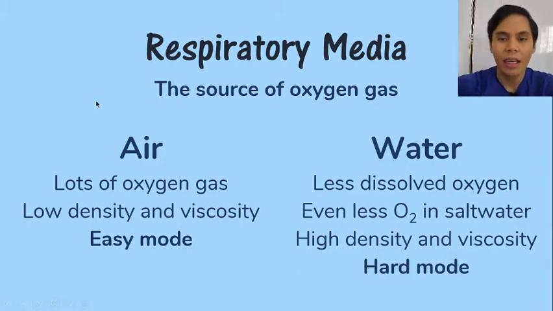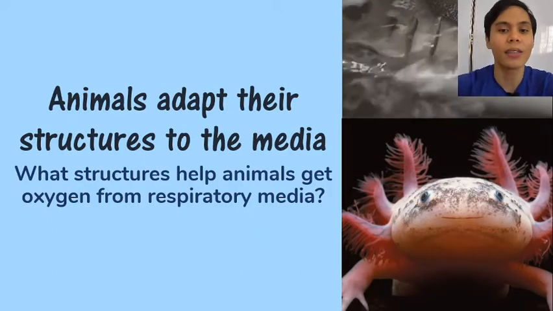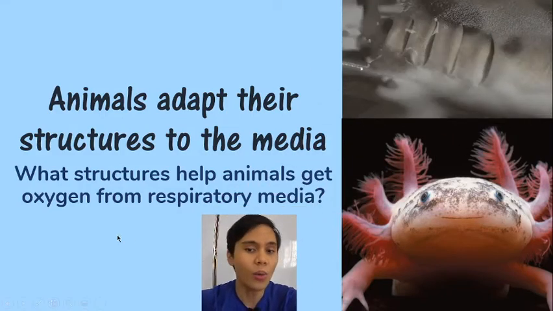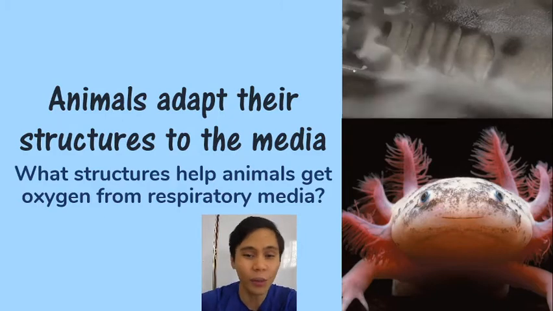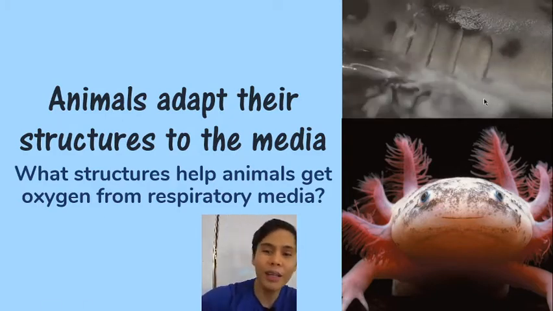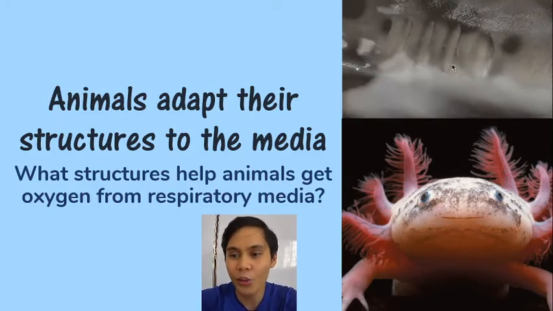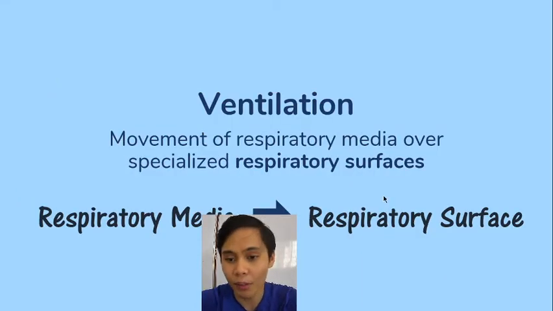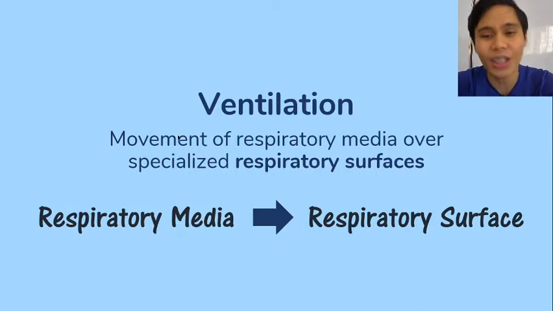Let's see the respiratory adaptations to these types of things. Animals tend to adapt their respiratory structures to the media. So what structures help animals get oxygen from respiratory media? We have many structures, such as what's shown here and also here. Let's go through them one by one. But first, we need to understand what ventilation is.